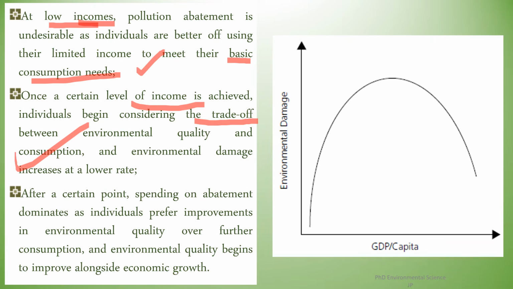Then third is high income levels. Once people reach a certain level of income, getting more money doesn't add as much extra happiness or benefit. So at this point, they start to value having a clean and healthy environment. Individuals and societies start to prioritize spending on pollution control and environmental protection over further increases in consumption. Investments in cleaner technologies, renewable energies, and sustainable practices become more common.